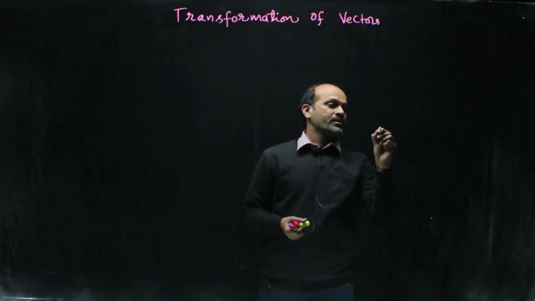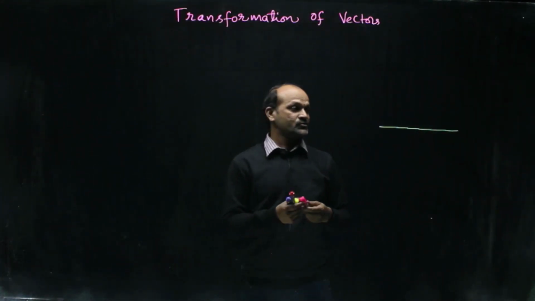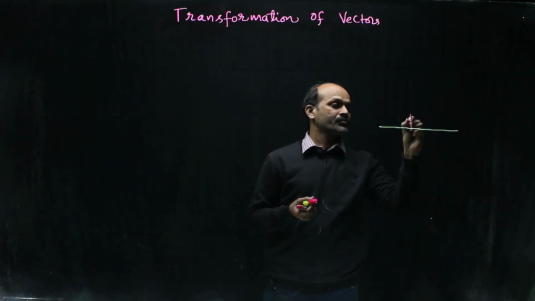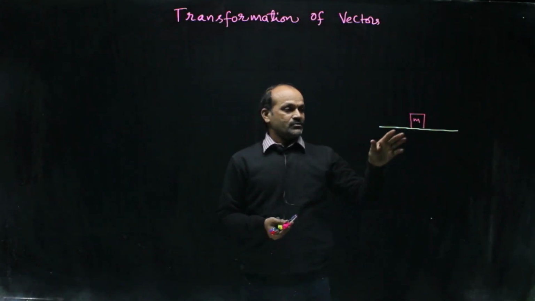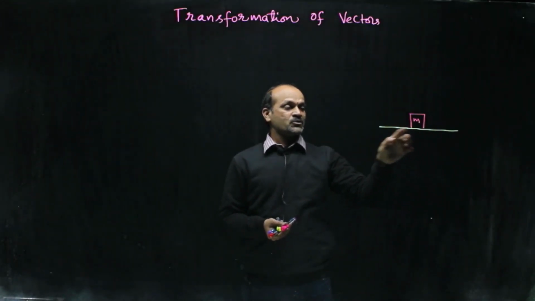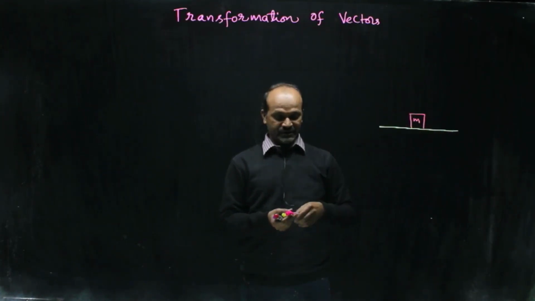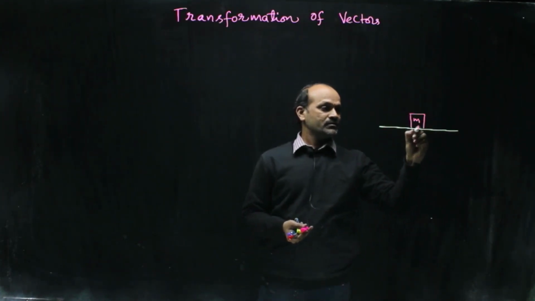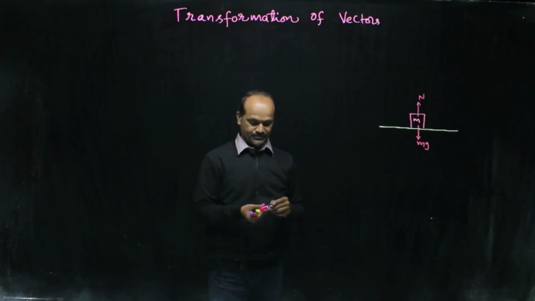Say a block is placed on a horizontal surface and has a mass m. Here, with respect to this horizontal surface, the forces acting on the block are its weight, which acts in the downward direction, and the normal reaction, which acts in the upward direction.